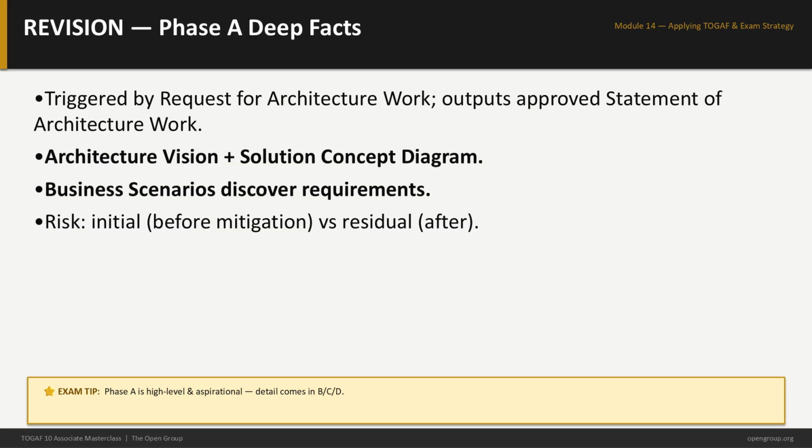A quick deep dive revision on Phase A, since it's heavily tested. It's triggered by the request for architecture work, and it outputs the approved statement of architecture work. It produces the architecture vision, often drawn as a solution concept diagram. It uses business scenarios to discover requirements. And its risk assessment distinguishes initial risk, before mitigation, from residual risk, after mitigation.